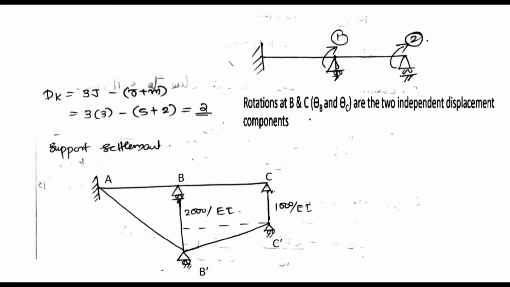Draw the coordinates. Since we have the support settlements, we also have to draw the support settlements. At B, we have a settlement of 2000 by EI, and at C, we have a support settlement of 1000 by EI.